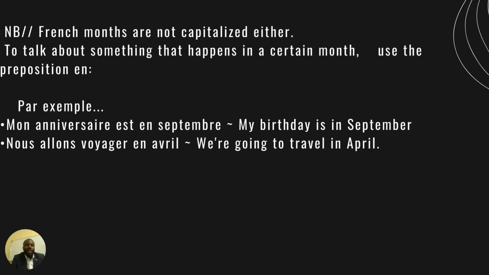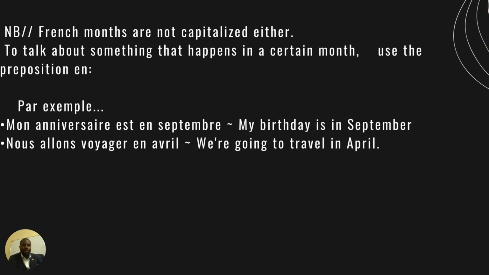To talk about something that happened in a certain month, we use the preposition en. For example, if you want to say my birthday is in September, you say, mon anniversaire est en septembre. So the en is used when you want to talk about something that happens or that happened in a certain month. Nous allons voyager en avril. It means we are going to travel in April.